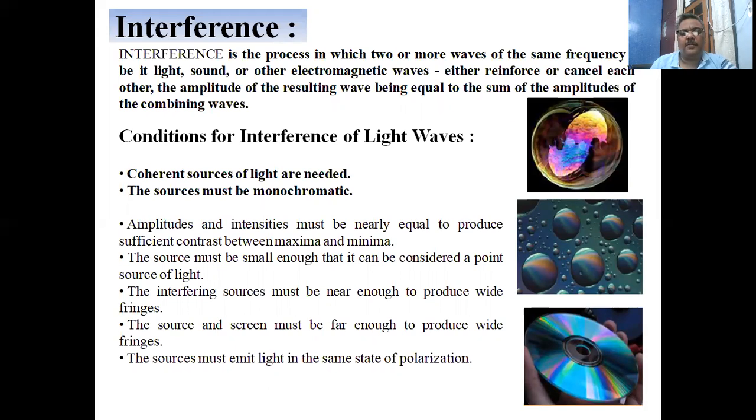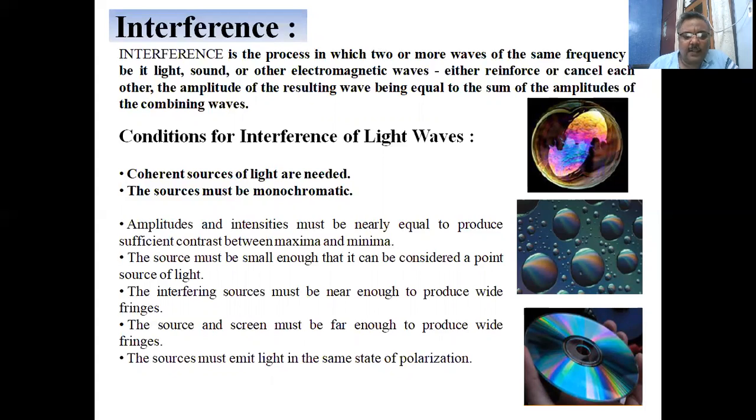So now what is interference? It is a process in which two or more waves of the same frequency, be it light, sound, or other electromagnetic waves, either reinforce or cancel each other, the amplitude of the resulting wave being equal to the sum of the amplitudes of the combining waves. So this is merely a superposition of the waves, but the waves should be coherent.